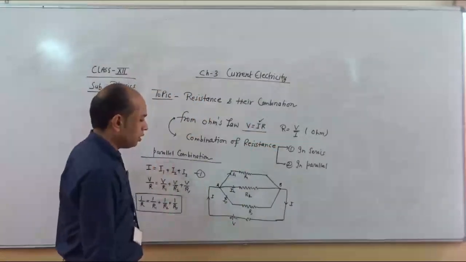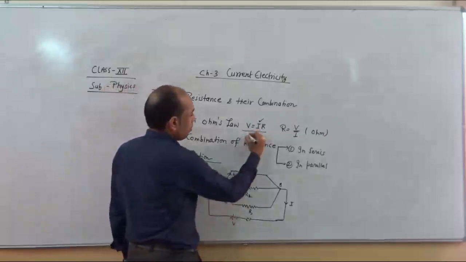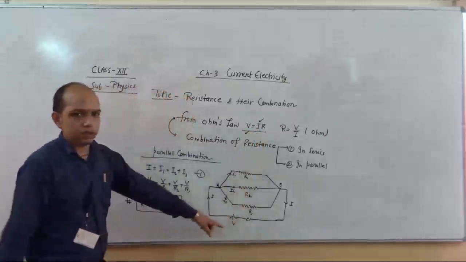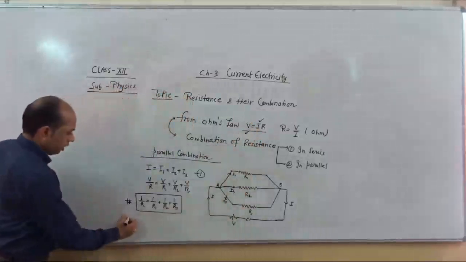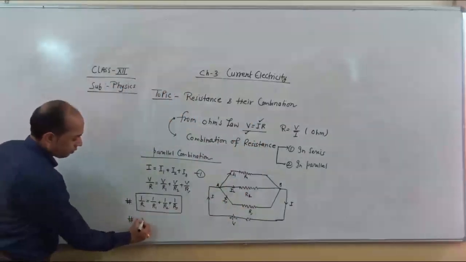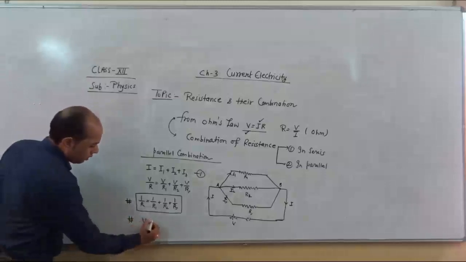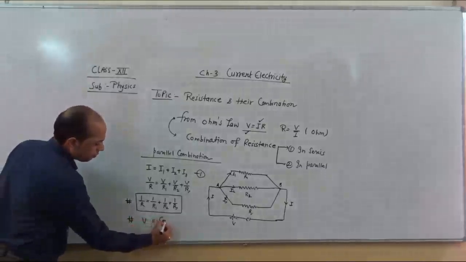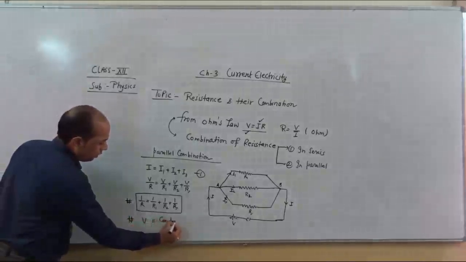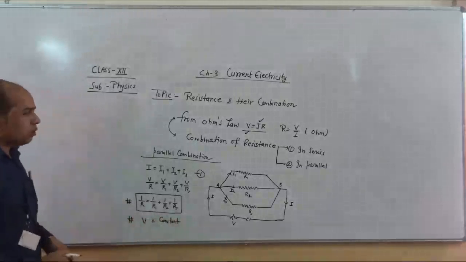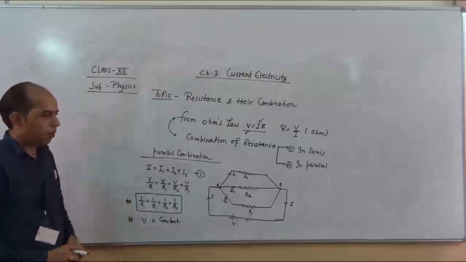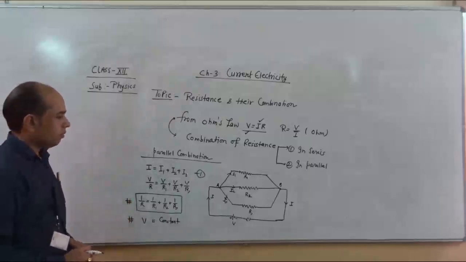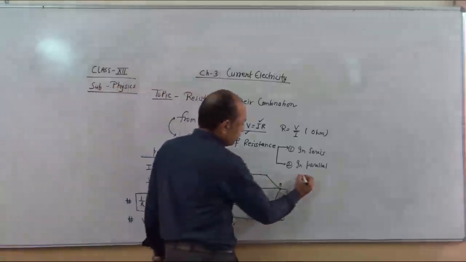Similarly, in parallel combination, the voltage is to be constant because the other parameter is to be split. So the second one is here: the potential difference V is constant. So these are two important conclusions of parallel arrangement.